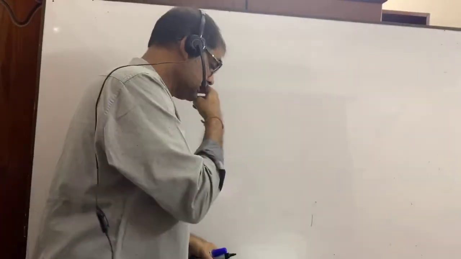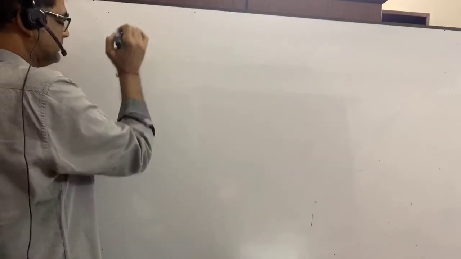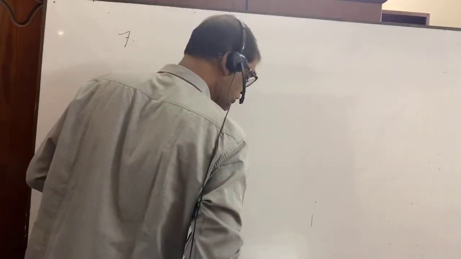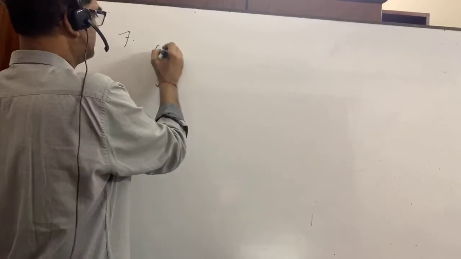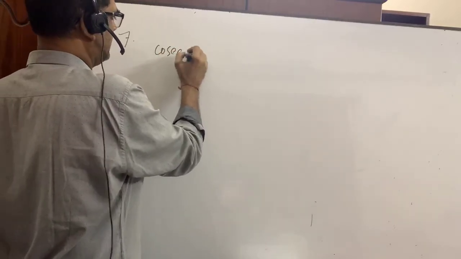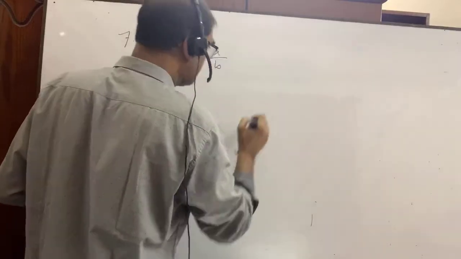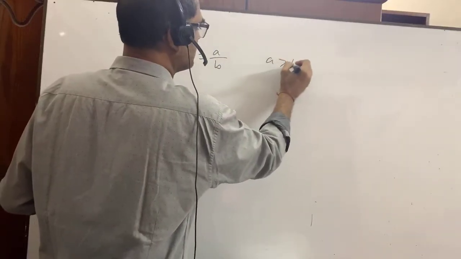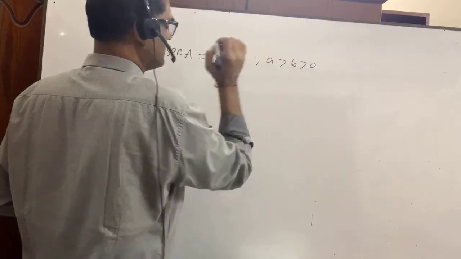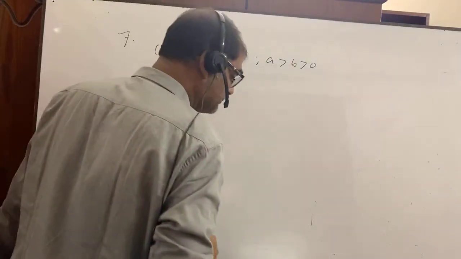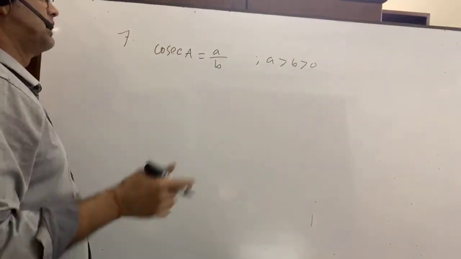Now going to question number 7. You see question number 7. What is given here? It is given cosec A equals A by B, and one thing is given, A greater than B greater than 0. We have to prove something for tan A.